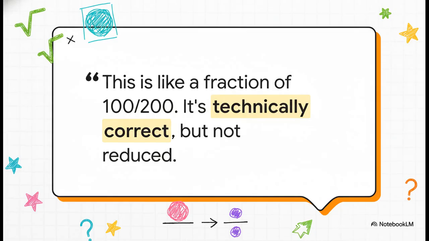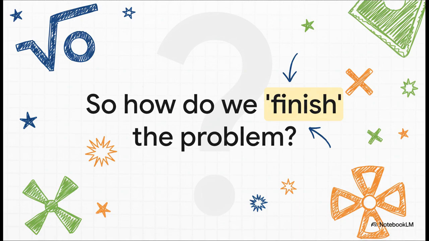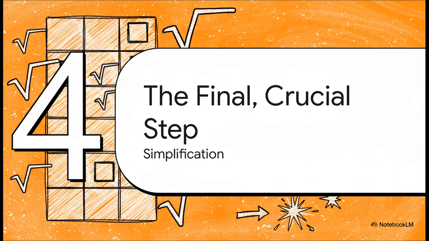And this is a really, really important point. Getting the square root of 60 is kind of like getting 100 over 200 as your answer to a fraction problem. I mean, yeah, it's technically correct, but it's not simplified, right? Your teacher would expect you to take that extra step and write it as 1/2. So, that's the big question, right? We need to simplify our answer. How do we finish this problem and simplify the square root of 60? And this right here brings us to the final and honestly, the most crucial step in this whole process. This is what separates a pretty good answer from a great, fully correct answer.